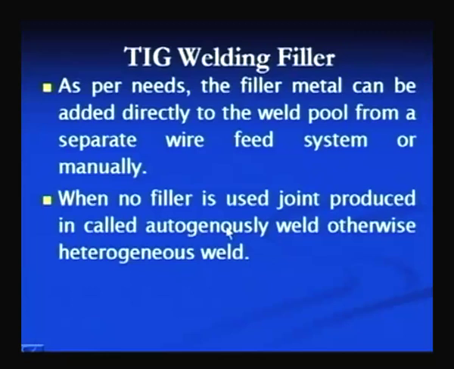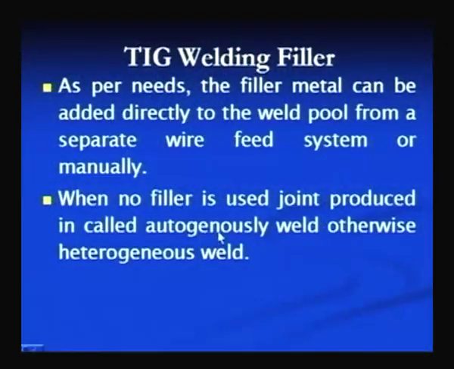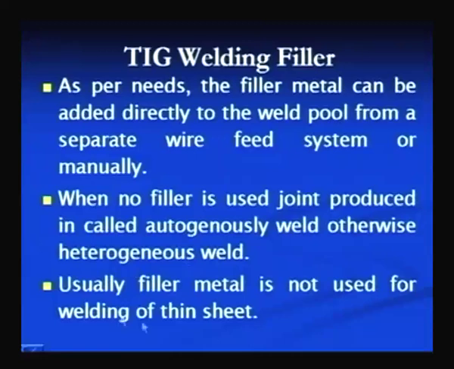Normally, for welding of the thin sheets, no filler metal is used. Like 1 mm, 2 mm, 3 mm thickness sheets can be welded directly without using any filler metal. And when no filler metal is used, we call that joint an autogenous joint or autogenous weld. Otherwise, when filler metal is used, it is termed as heterogeneous weld. Usually, filler metal is not used in welding of the thin sheets.